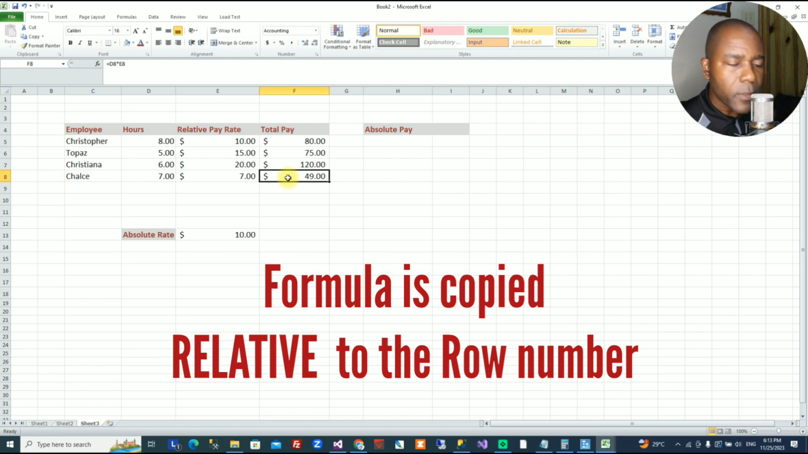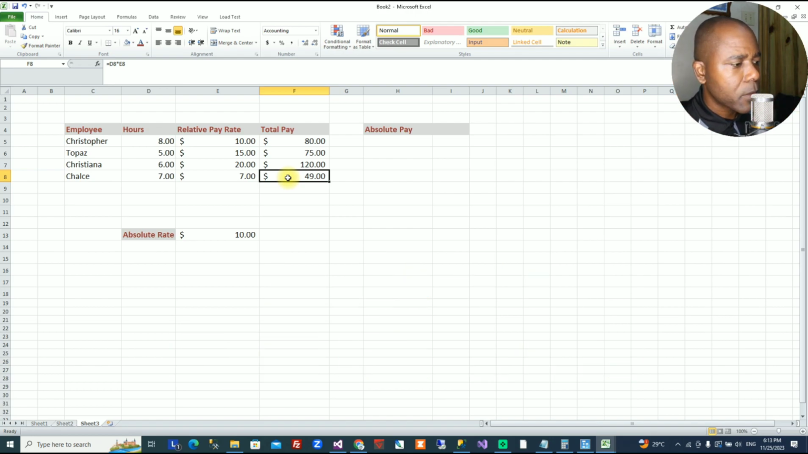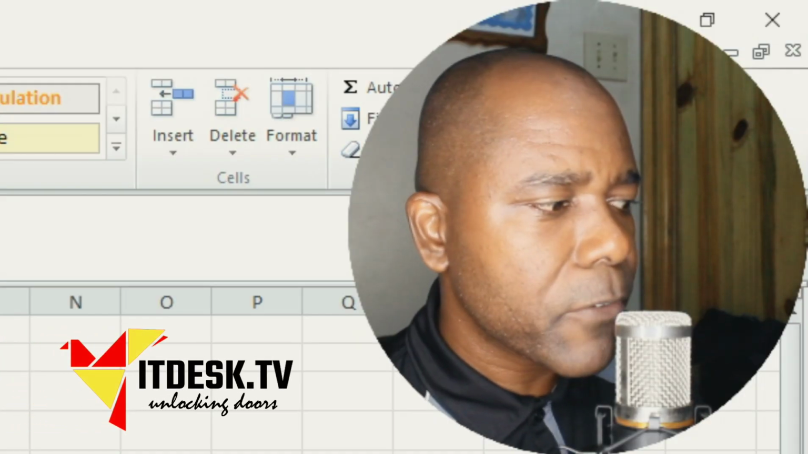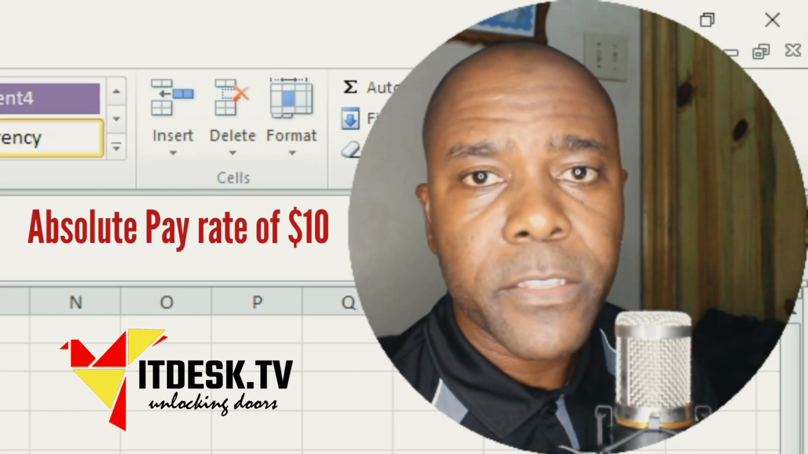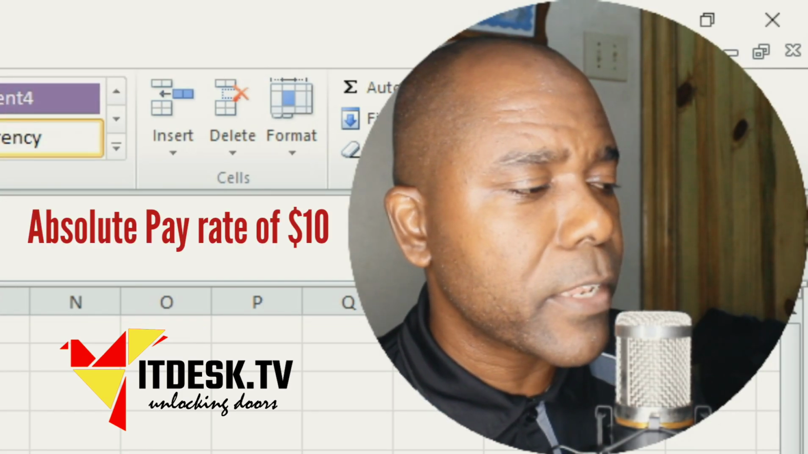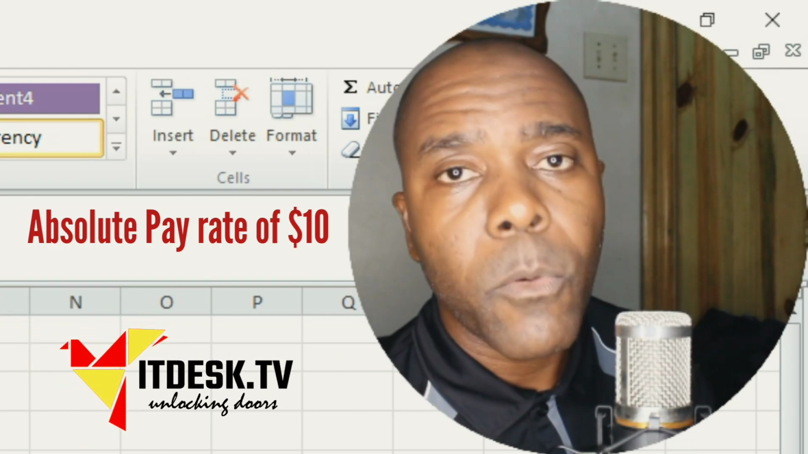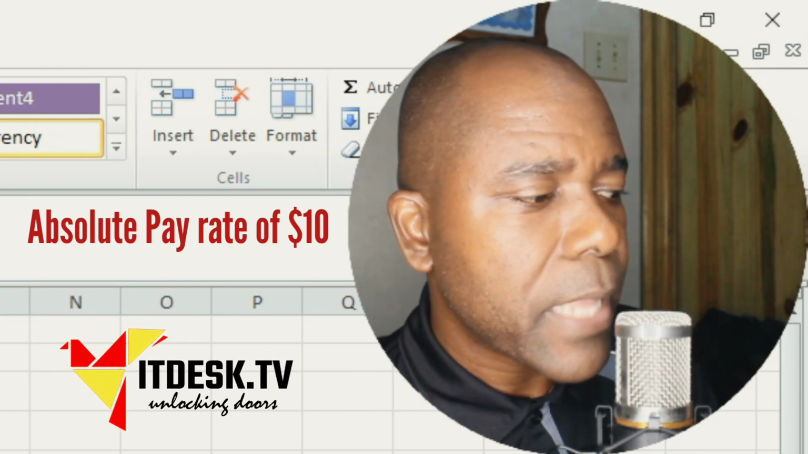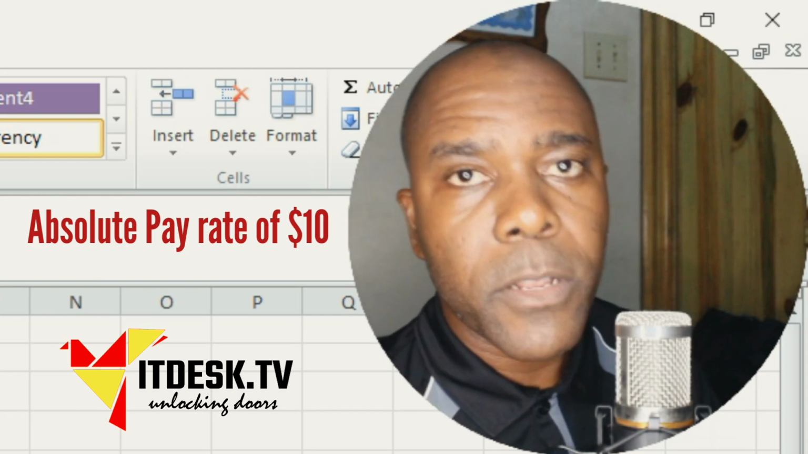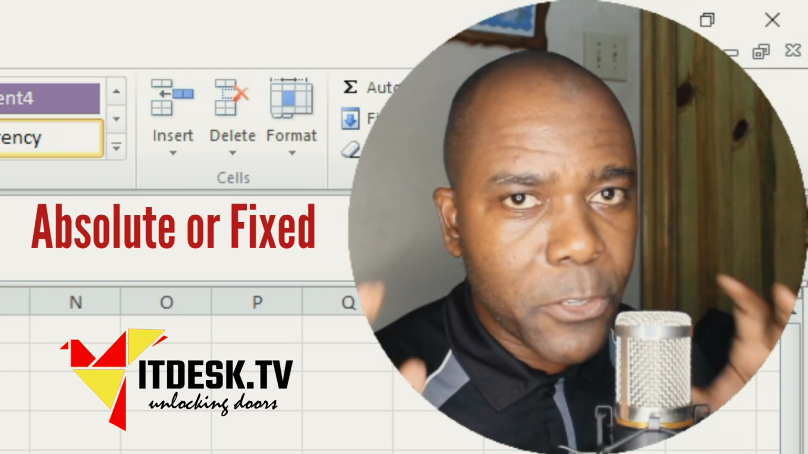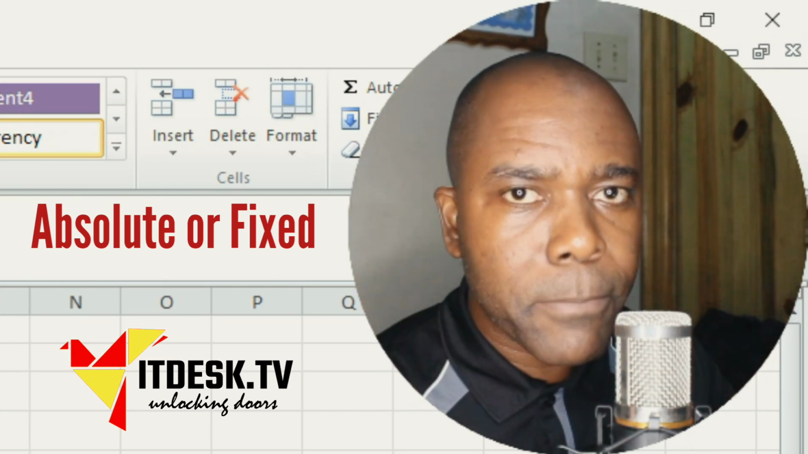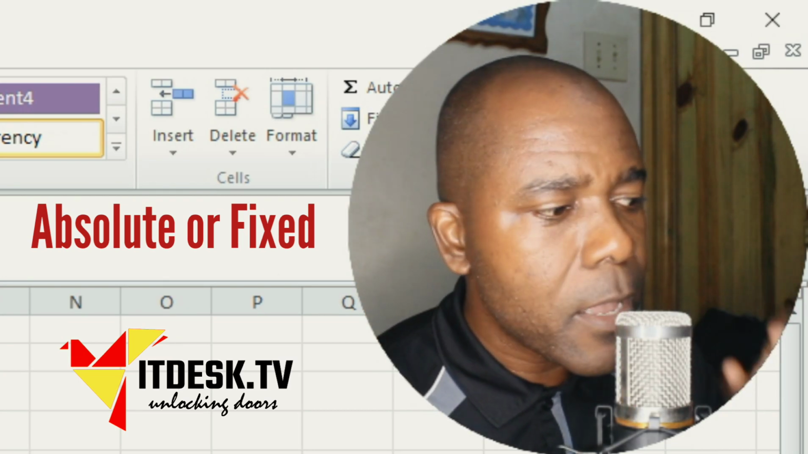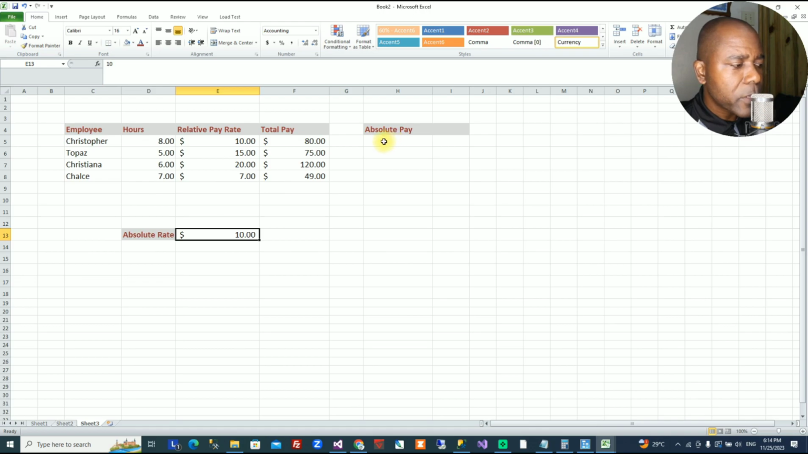Now, absolute pay. I want to check this formula, but I want everyone to get a pay rate of $10. I don't want it to use the pay rate that's on the screen here in the E column. I want to use the same hours, but I don't want this pay rate. I want everyone to get an absolute pay rate, and that's where that word comes from. The pay rate is absolute. Use that same pay rate for everyone. So this is how we do it.